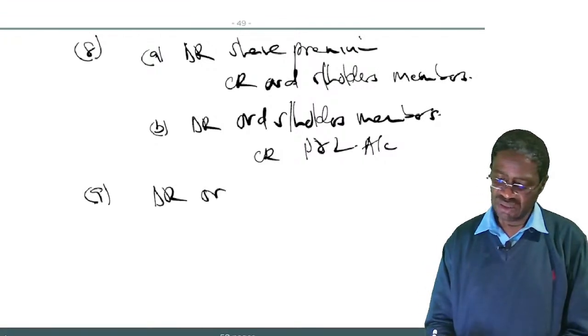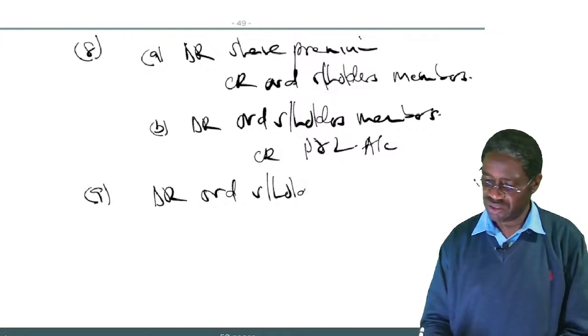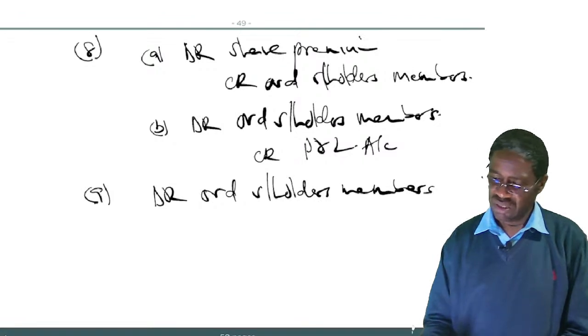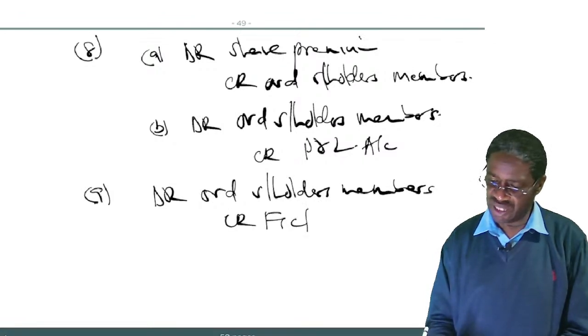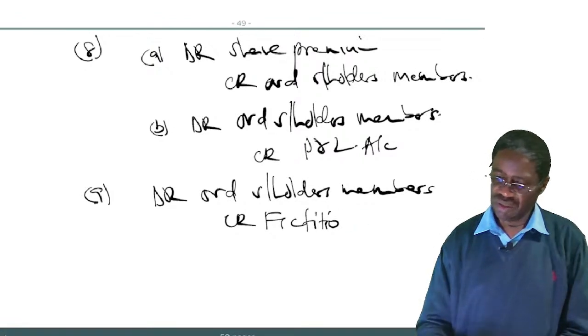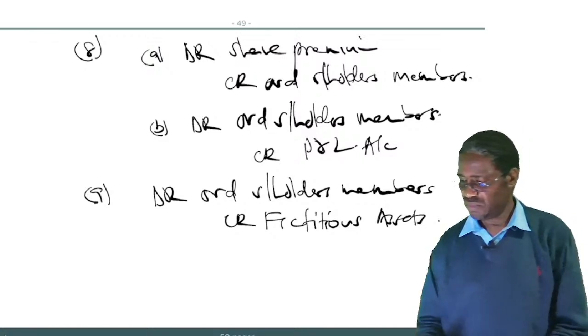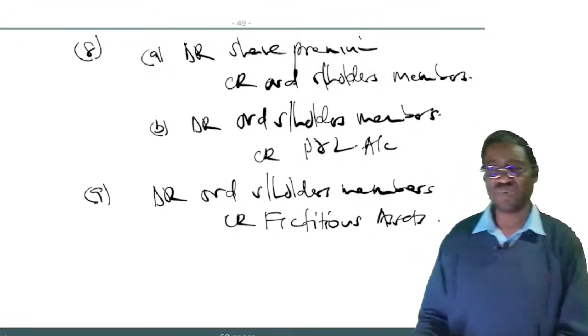Debit ordinary shareholders members. Credit fictitious assets. Okay, that's number 9.